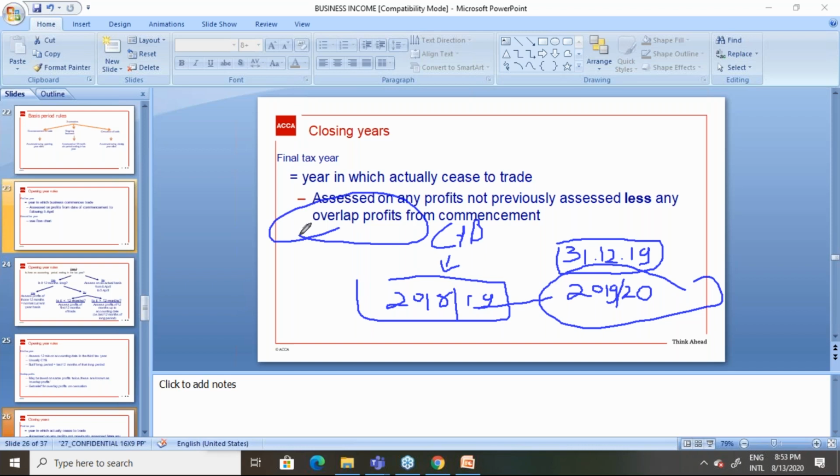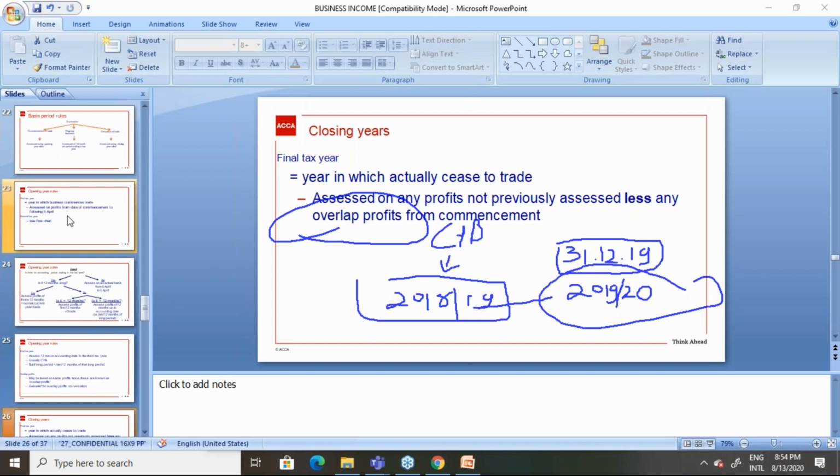Sometimes when you are using the opening year rules, the same profit can be taxed in more than one tax year. We call them overlap profits. So actually you are paying taxes on the same profit in 2 different tax years. In such situation, at the time of cessation under closing year rules, when calculating the profits assessable in the last tax year, if you have any overlap profits, you can deduct them.